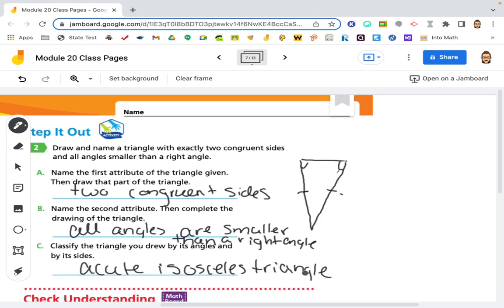So that is all for today's lesson. Hopefully, you are now able to classify triangles. And remember, in order to be a math person, all you have to do is be a person and do math.